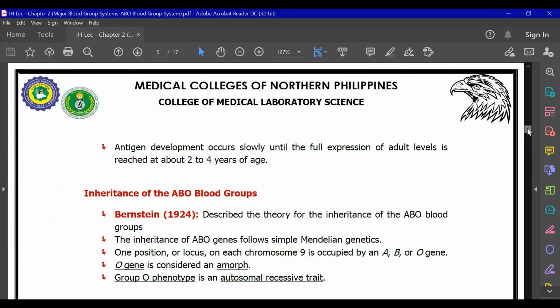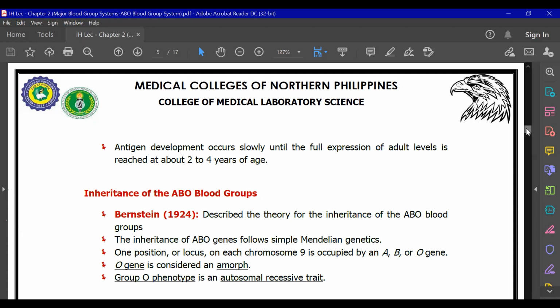So it says here, antigen development occurs slowly until the full expression of adult levels is reached at about 2 to 4 years of age. Sabi natin dun sa antibody natin kanina, anong age yung nagkakaroon tayo ng maximum na antibody titer? It's 5 to 10 years of age. Pero nag-i-start na mag-produce ng ABO antibodies kailan? Starting from 3 to 6 months. Doon tayo nag-i-start na mag-produce ng ABO antibodies, and the maximum concentration ng ABO antibodies natin is achieved at 5 to 10 years of age.